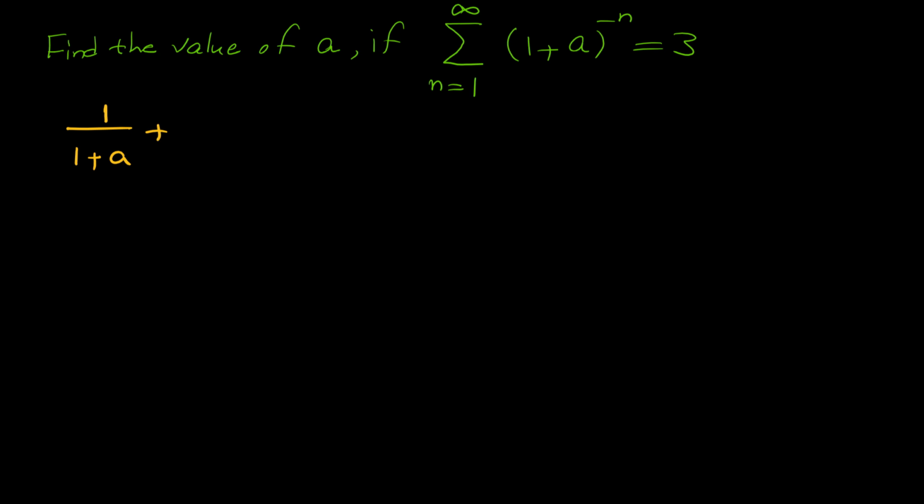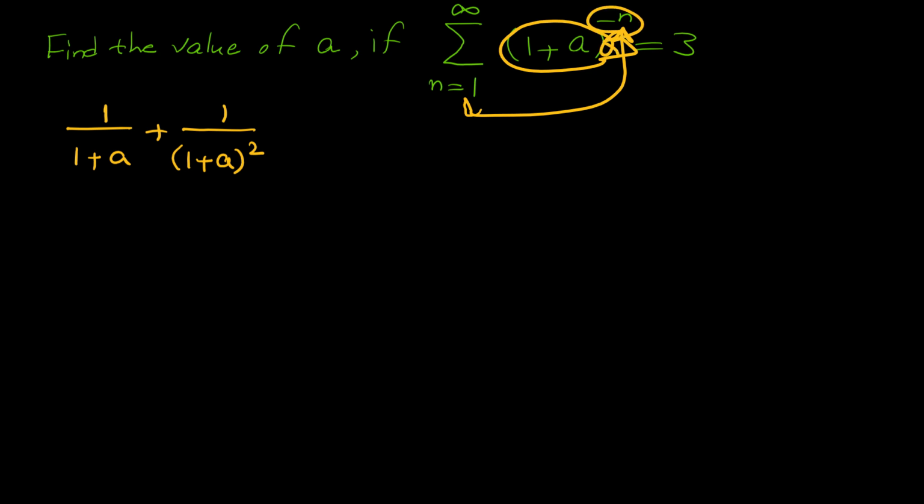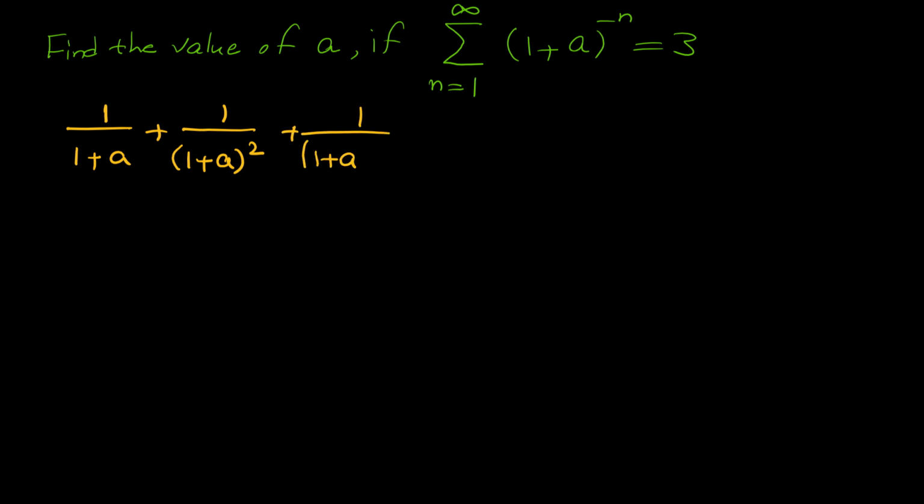What is the next term? 1 over (1 plus a) squared, because if you plug in 2 for n, then we have (1 plus a) to the negative 2. And this is the second term. What is the third term? 1 over (1 plus a) cubed, and so on. And this sum should be 3.